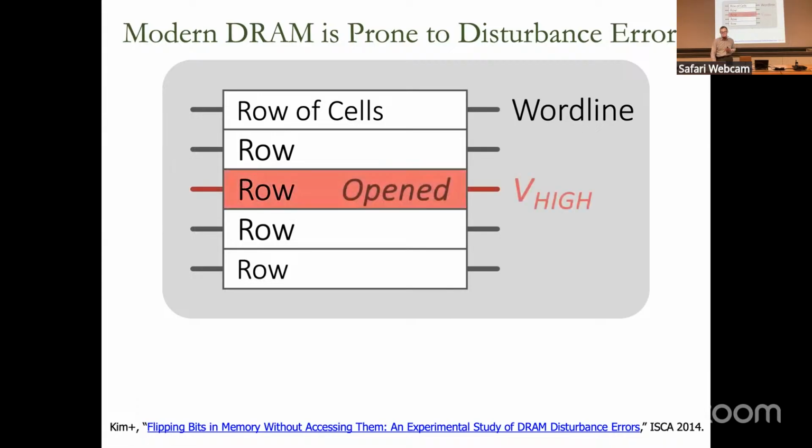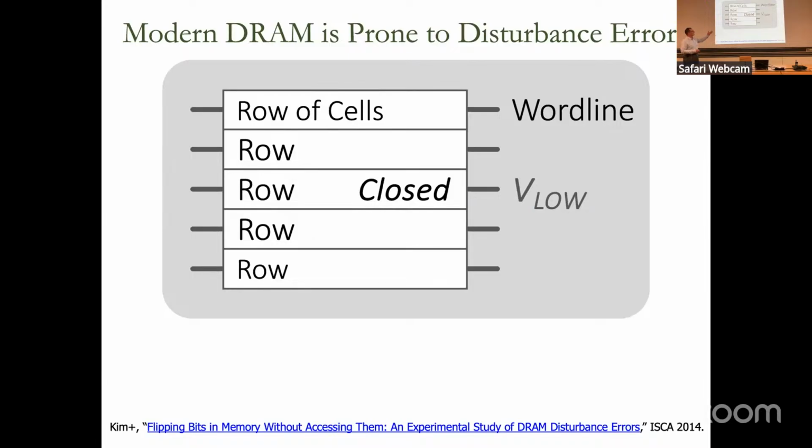It's called a subarray. Now, if you activate one row, you apply high voltage to the word line that is connected to that row. You do this to read one cell or multiple cells inside this row, multiple bits, let's say. Now, if you want to read some other cells in some other row, you need to apply low voltage to this.